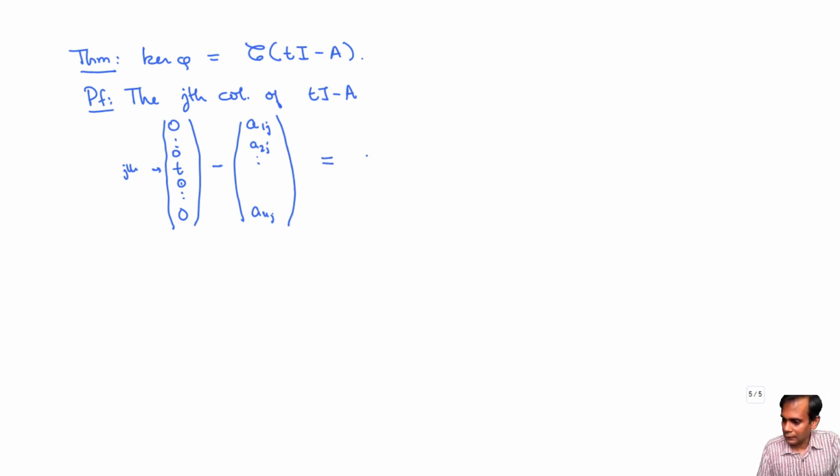So you can write this as t times e_j tilde, the jth coordinate vector of F[t] to the n, minus, and this you can write as a linear combination of the coordinate vectors of F[t] to the n, the sum of a_ij e_i tilde, i goes from 1 to n. And I want to show that the column space of tI minus A is equal to the kernel of phi. So first I'll show that the column space of tI minus A is contained in the kernel of phi. For this it's just enough to show that each column of tI minus A is contained in the kernel of phi.